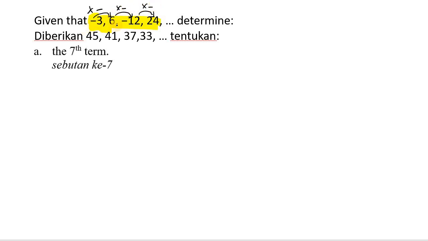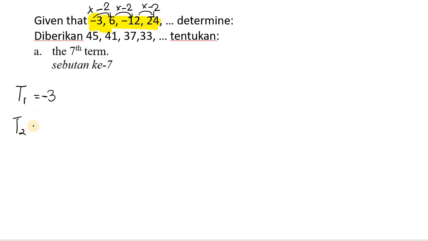And look at the number, it becomes double, isn't it? So that means it's multiplied with negative 2. Okay, so now we have a pattern already. We know that the pattern is every number is multiplied with negative 2 to get the next term. Now we need to write down the calculation to make it easy to see the pattern.